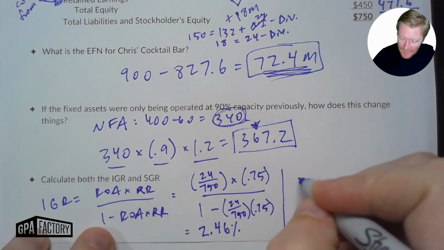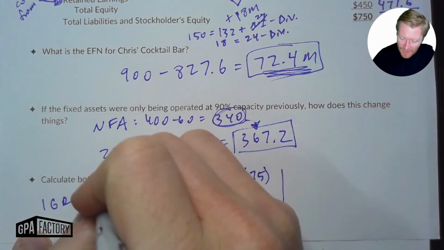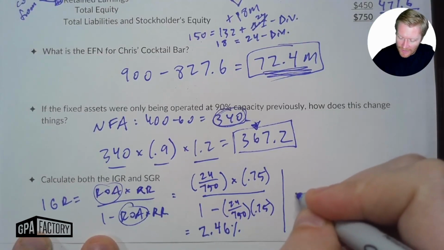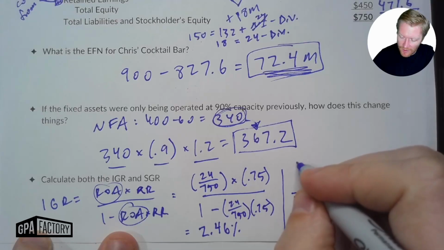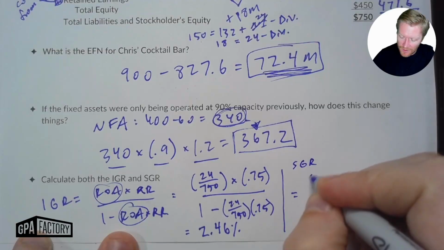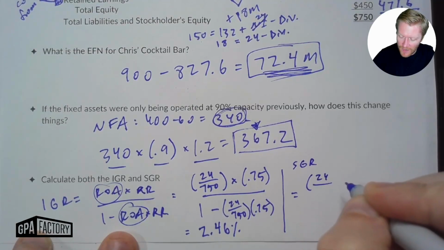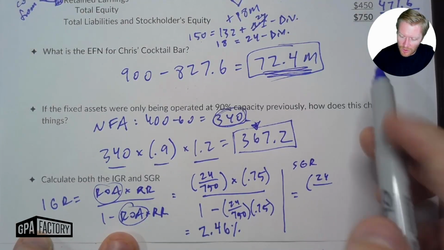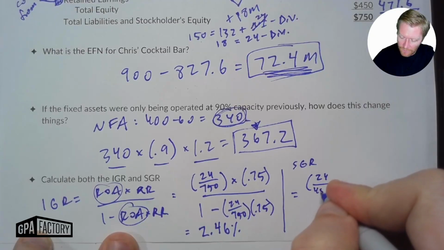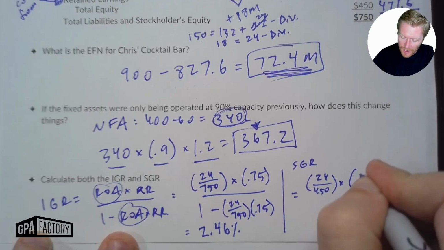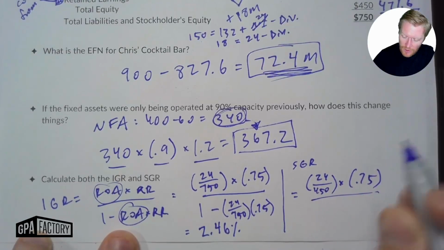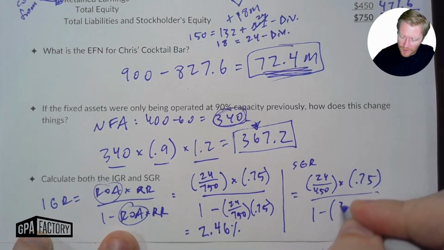Okay, the sustainable growth rate. Sustainable growth rate is the same thing, except we're doing ROE instead. So sustainable growth rate is going to be the ROE, which is the 24 of net income divided by total equity, which is the 450, times, again, the retention ratio divided by 1 minus that same thing.